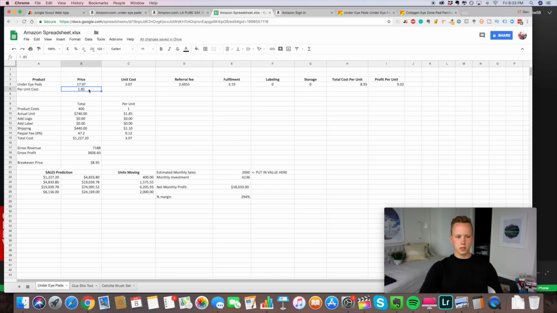We're sourcing at $1.85, and then shipping adds on another $1.10. So that's $440. And then PayPal fee, because you always want to be paying with PayPal. Remember guys, please only use PayPal or Alibaba Trade Assurance. Don't use wire transfer or any other sketchy payment method, because as soon as you send the money, you're never going to see it again. You're not protected. But on PayPal and Alibaba Trade Assurance, you are protected. So right here, the total cost is $1,227 for this initial order.